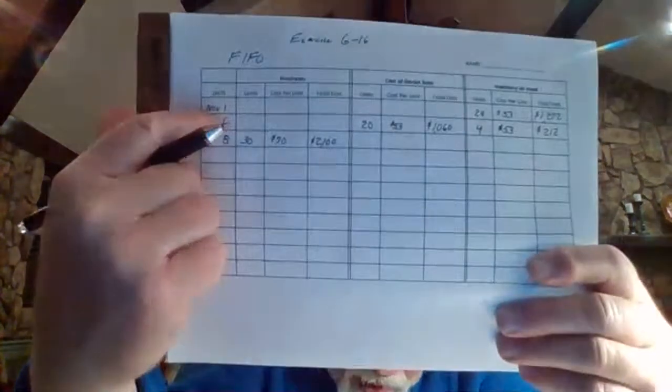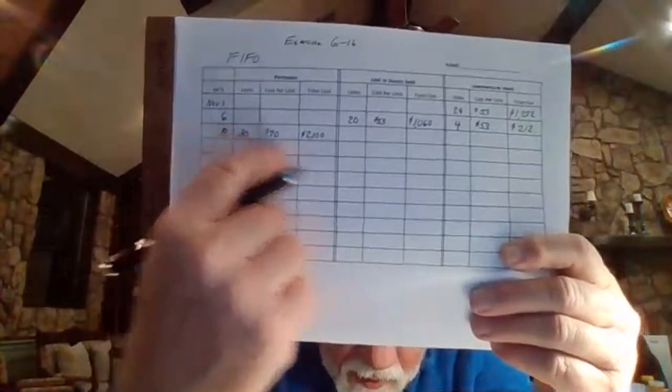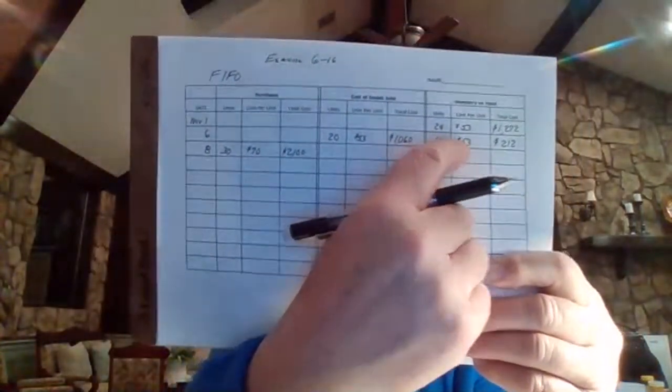I put it in the purchases column, and now I have to take that information and put it together with what I had on hand before that purchase. So the price is different, so I'm going to keep it in 2 layers. 4 units at $53 a piece is $212, and 30 units at $70, $2,100. It gives me a total of 34 units.